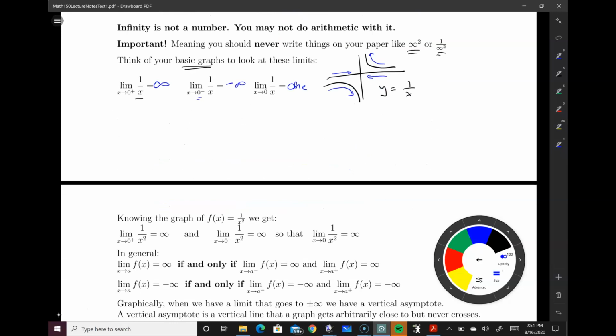So what happens if I'm looking at 1 over x squared? I've actually filled this one in for you. So 1 over x squared, you know this is the graph. They're both going to infinity, right? As I'm going towards 0 from the negative or the positive, I go to positive infinity. So we say that this one has an answer of infinity.